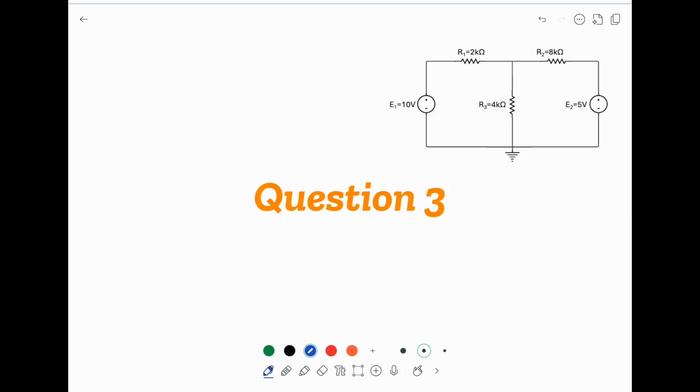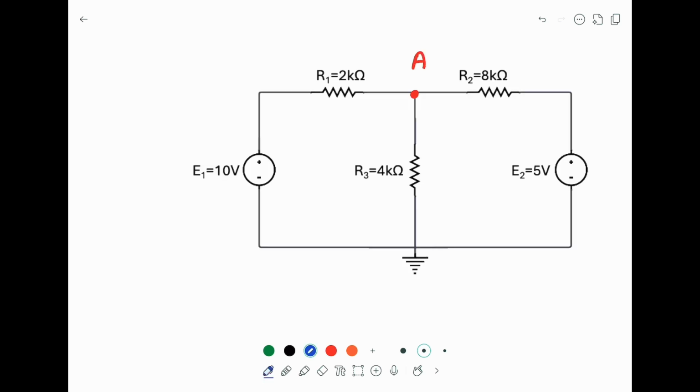This question requires us to use nodal analysis in this circuit. In nodal analysis, we first find node. For example, we look at this node, we call it A. Next, we apply KCL at this node. Let's analyze the current going in and going out of the node.